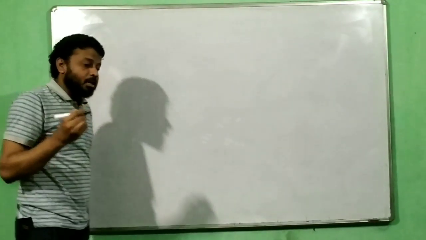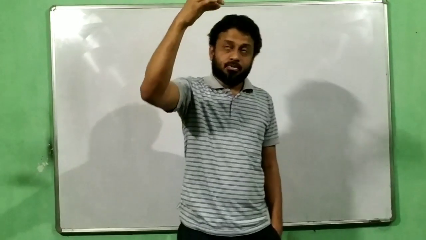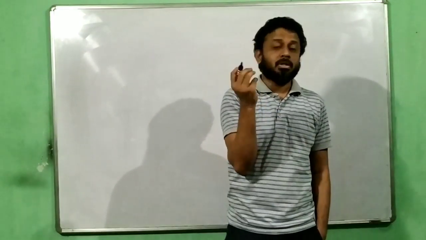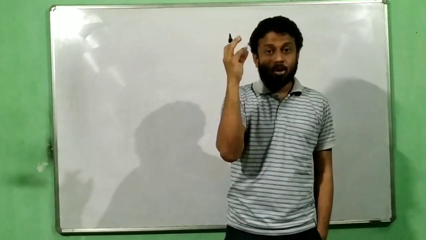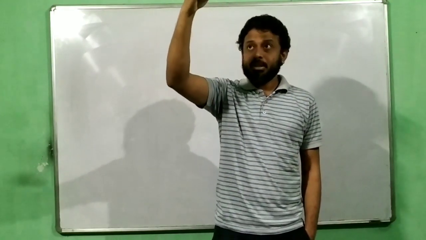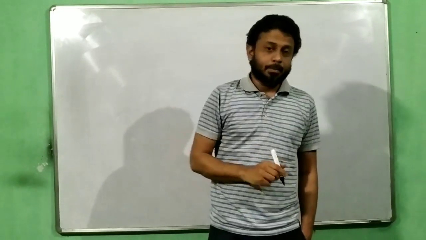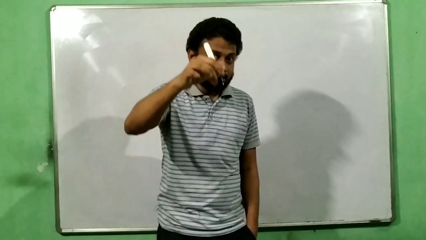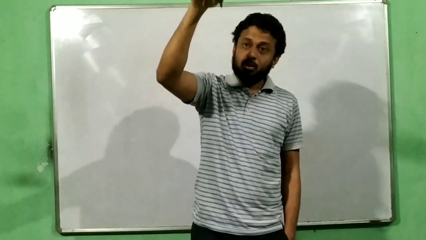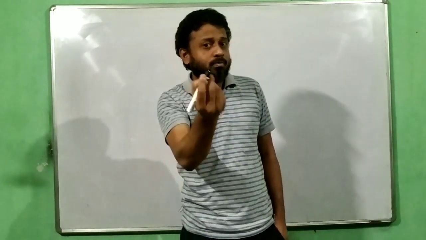The second example which I want to discuss is a body dropped from a certain height. The word dropped means initial velocity is 0. So when you drop something, it will go down. What's the direction of velocity? Negative, correct?